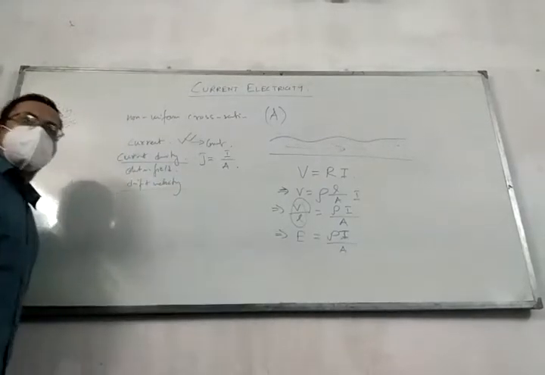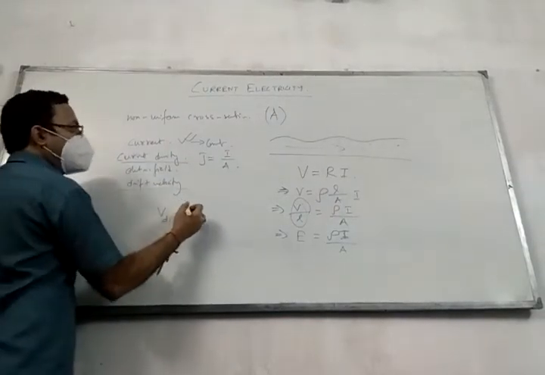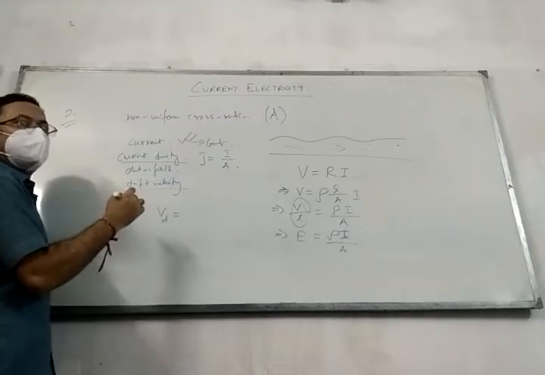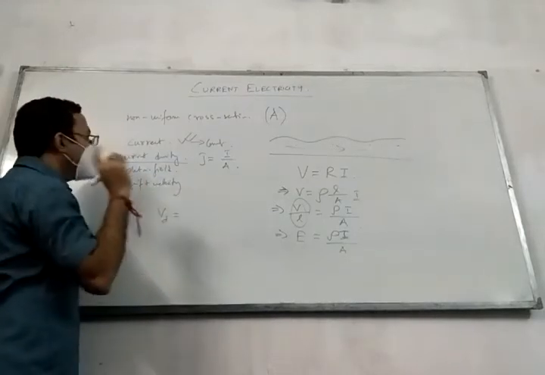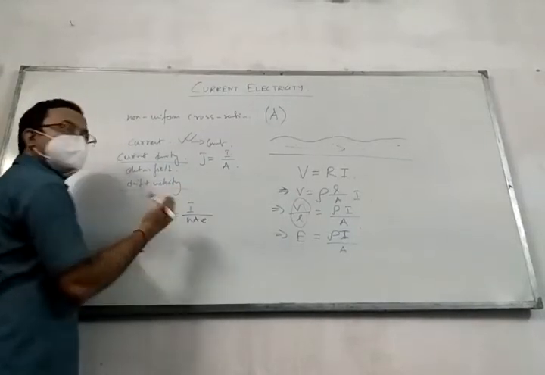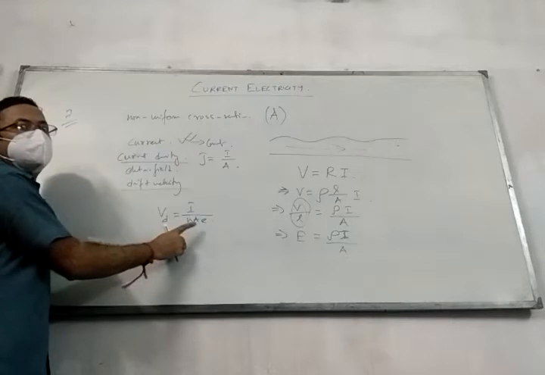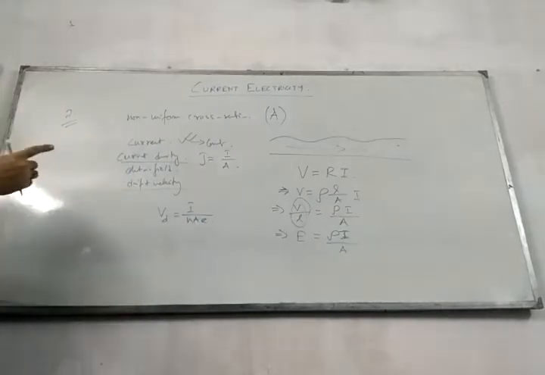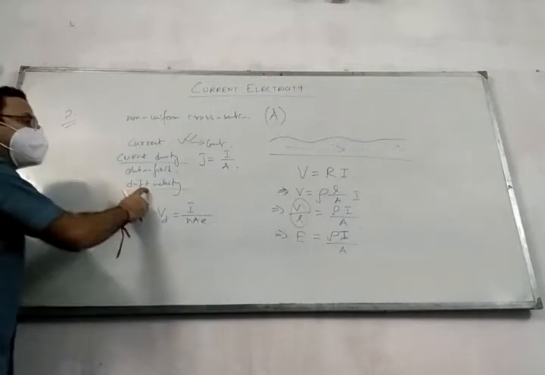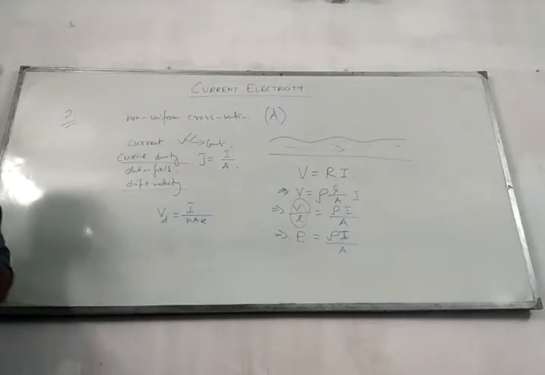What about drift velocity? Will drift velocity be constant? It will change. We have seen the drift velocity formula. What is the drift velocity formula? Vd equal to I by nAe. We know I is constant, n is constant, e is also constant. So obviously it is inversely proportional to area of cross section. So if the area of cross section changes, drift velocity will also change. Is that clear? Question number 7 done. Next question.